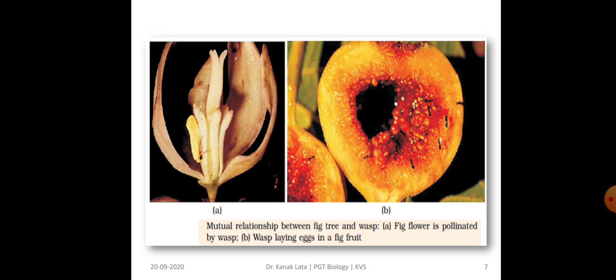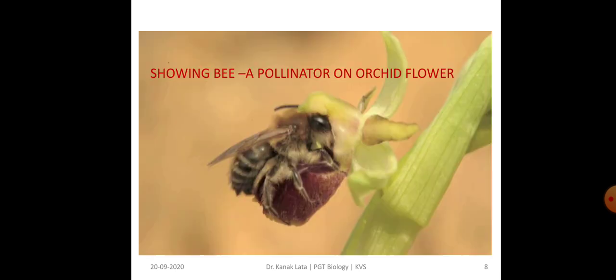In the given figure, you may visualize the mutual relationship between fig tree and wasp. In figure A, the flower is pollinated by a wasp, and in figure B, a wasp is laying eggs in a fig fruit. It is also showing a pollinator of an orchid flower.